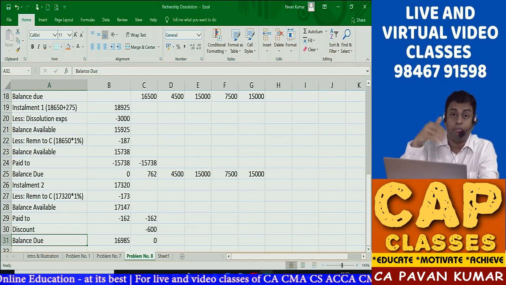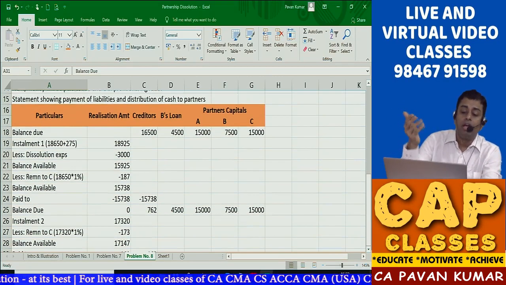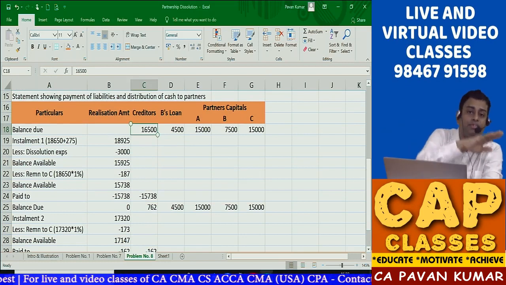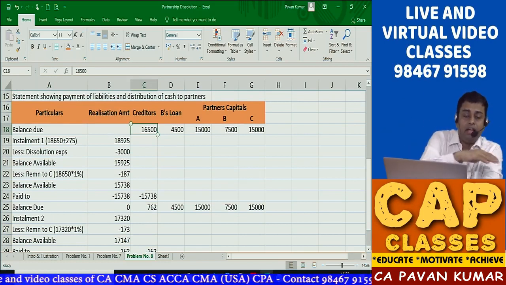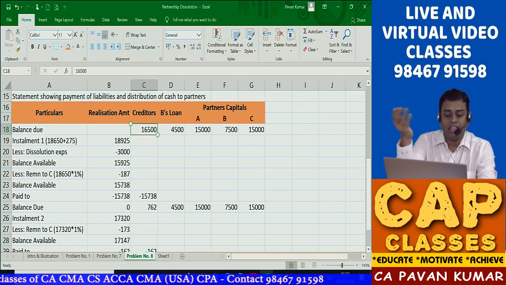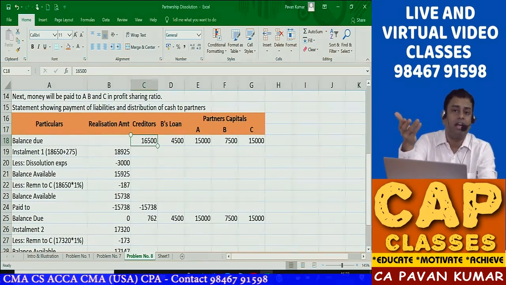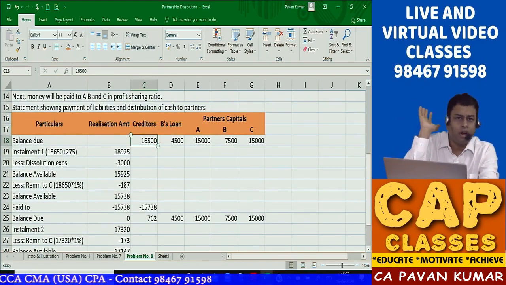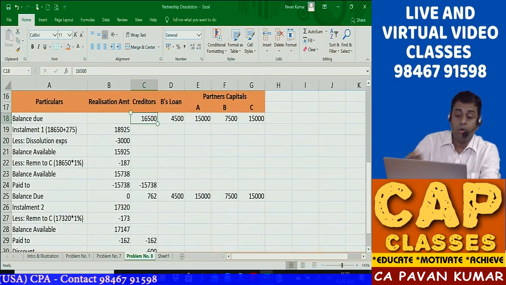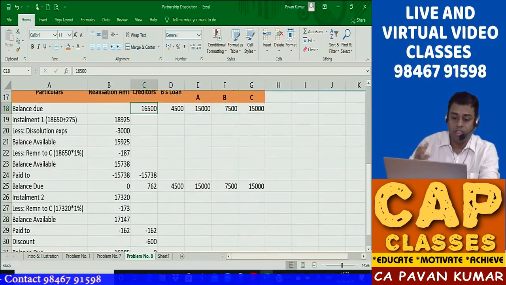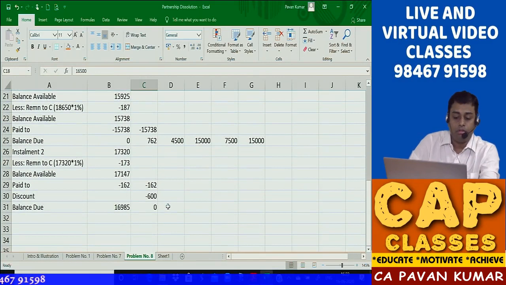If you are preparing the realization account, creditors 16,500 will be transferred to the debit side. By cash in realization account, you will write 15,900. Automatically 600 will be your profit. So don't worry about it. So now creditors is over. I need to pay to this guy. B's loan is to be paid now.